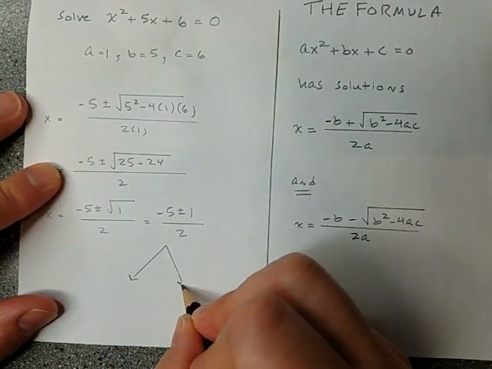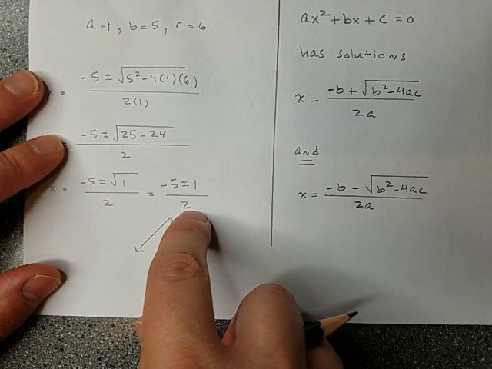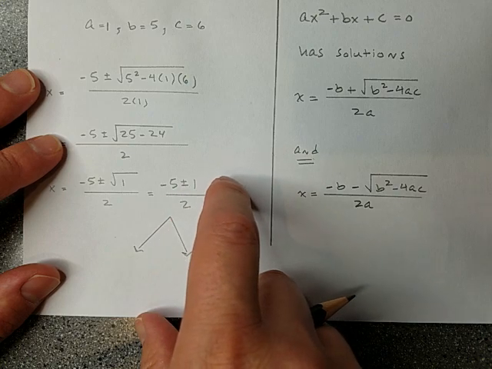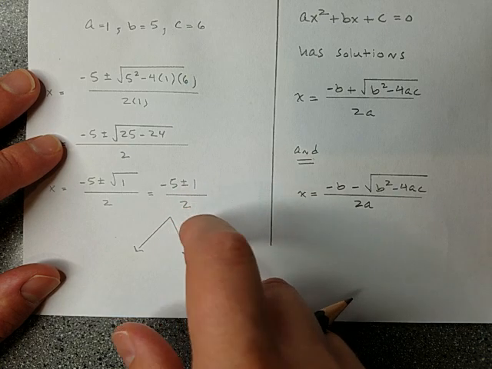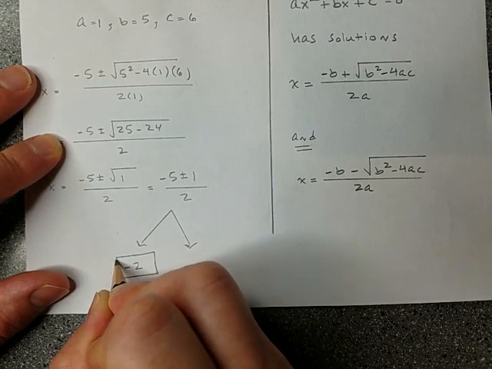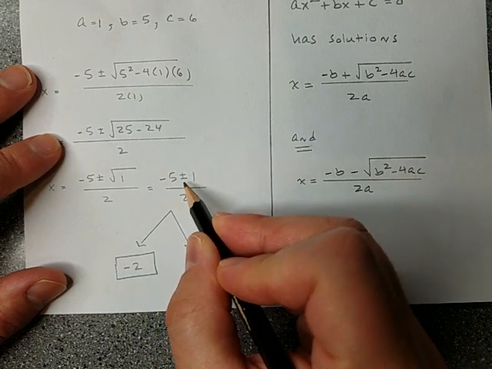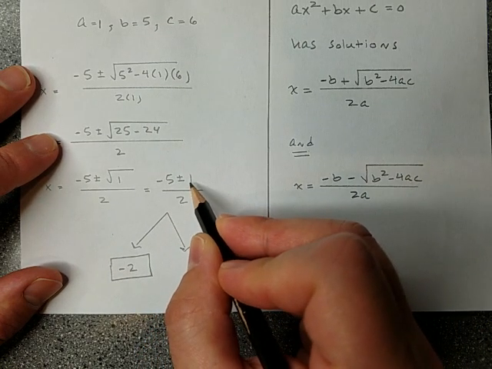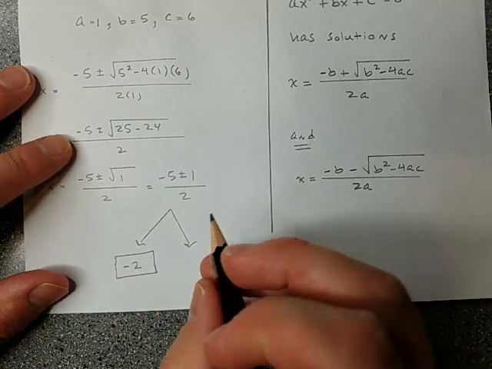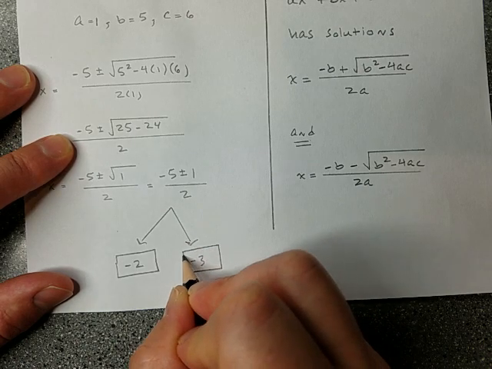First of all, what is -5 plus 1 over 2? Well, -5 plus 1 is -4. And -4 over 2 is -2. So there's one of our answers. Okay? And now the minus, -5 minus 1, that's -6. -6 divided by 2 is -3. All right, we have our answers.